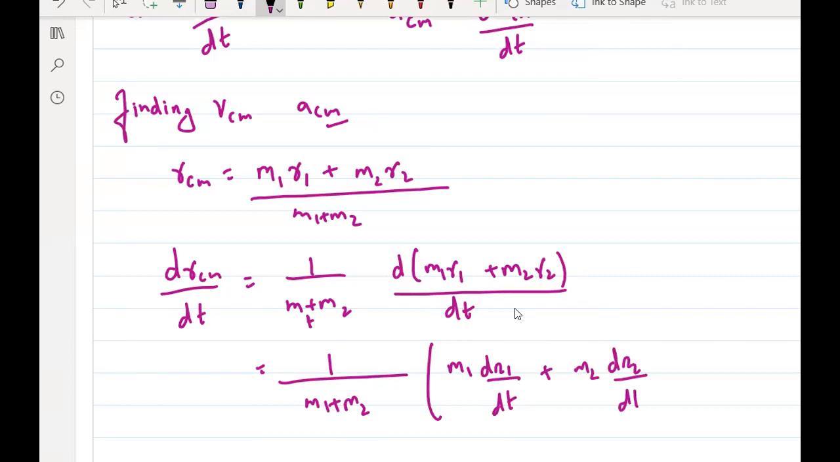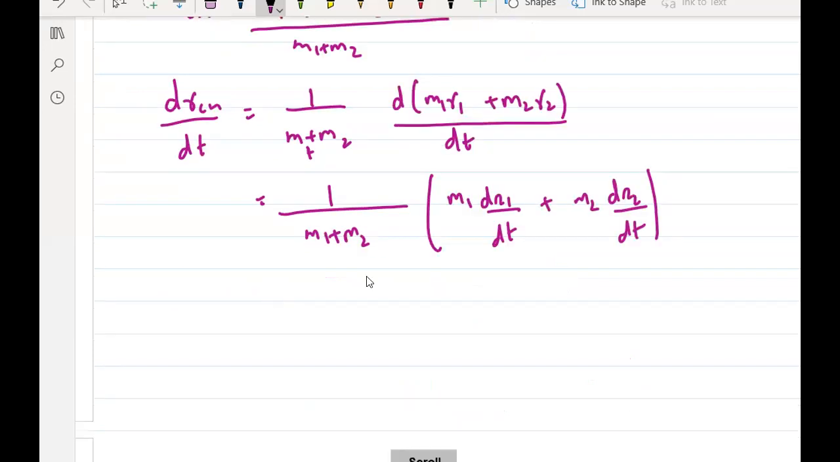Step by step. Anyone have any doubt in this step? Sir, M1, M2 is constant, so it comes outside the differentiation. What is dR1 by dt, guys? Very good, Sampada. Sir, this is nothing but V1. It is M1 V1. And what is dR2 by dt? So it is M2 V2 by M1 plus M2. And this is VCM.